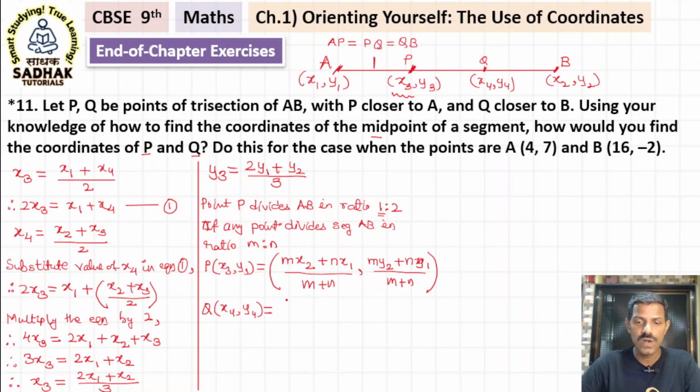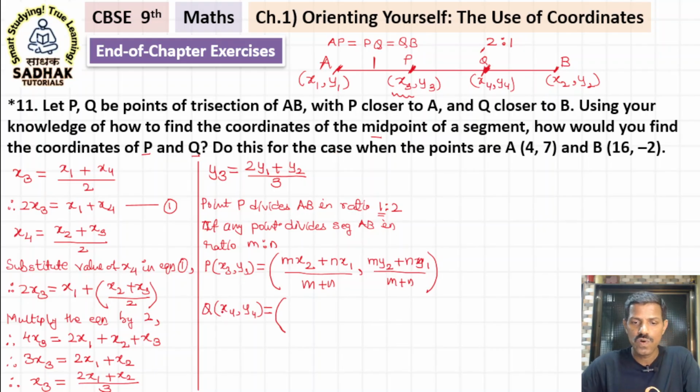Fine. Yes, we can do, but the only thing we have to pay attention to there is that P is dividing in the ratio 1 is to 2, while Q is dividing this segment AB in the ratio 2 is to 1, because it is closer to point B. So that is 1 and the other part is 2. The values of m and n will change here. So m will become 2 and n will become 1. We have to be careful of that.